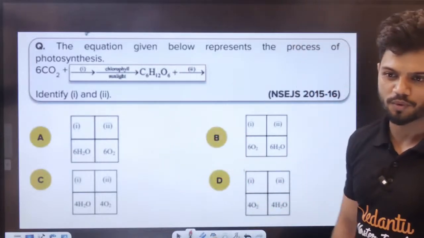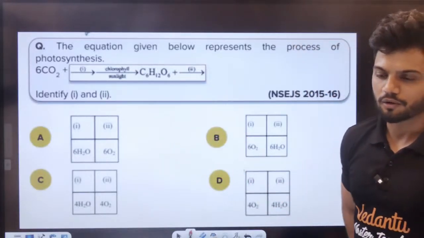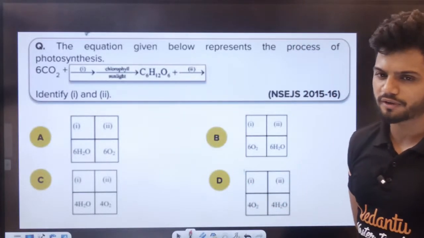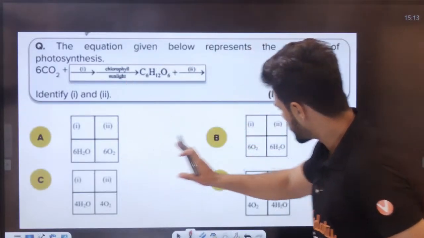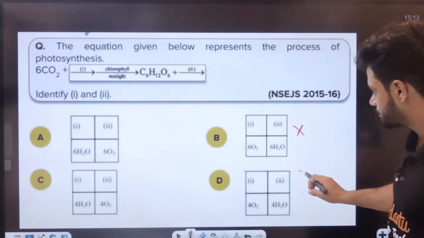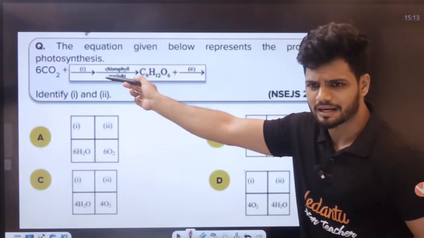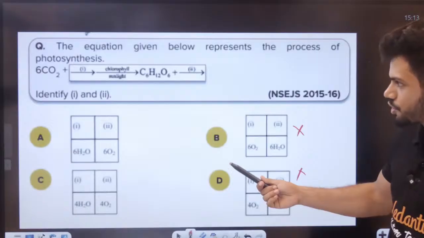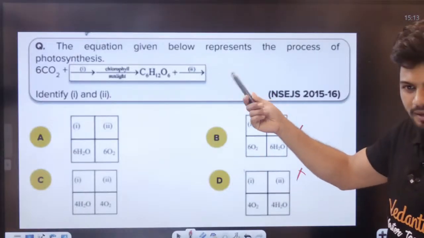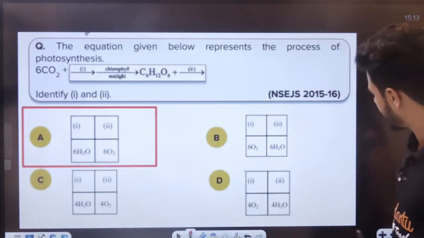It's a very easy question, students, so all of you can attempt it very easily. See, it has to be water here. So both of these options are gone because water is required in the starting. You have to balance the equation. So 6, if you remember, yes. So option number A is the right answer.